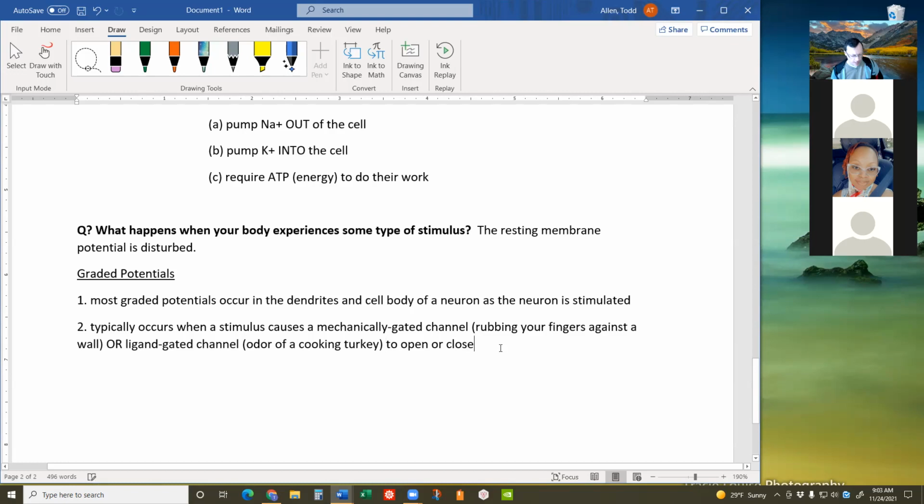Okay. Now there's two ways that this can actually happen. The most common way that we are currently talking about is rubbing your fingers against the wall or having molecules in the air from the turkey bind to receptors in your nose. In that situation, the stimulus is causing the inside surface of the plasma membrane of the neuron to become more positively charged. When that happens, the neuron is experiencing a depolarization event, which is the same thing as an excitatory signal. Okay.